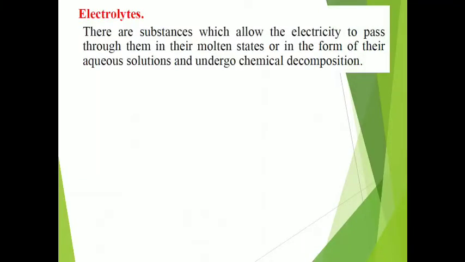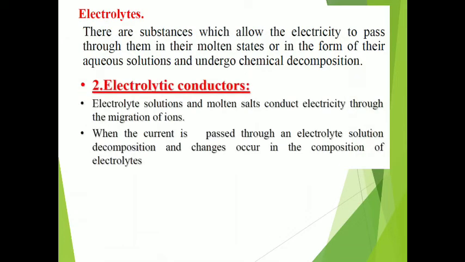Next we need to know about electrolytes. These are substances which allow electricity to pass through them in their molten state or in the form of their aqueous solution and undergo chemical decomposition. So here we need to understand molten state and aqueous solution. Molten state means when you give heat to a solid substance, it melts and forms a liquid. But when that solid is added in water, it dissolves in it. So when we heat sugar, we get molten sugar. That is the molten state or liquid state of sugar. When we dissolve sugar in water, that is the aqueous solution of sugar. Understand? Okay.